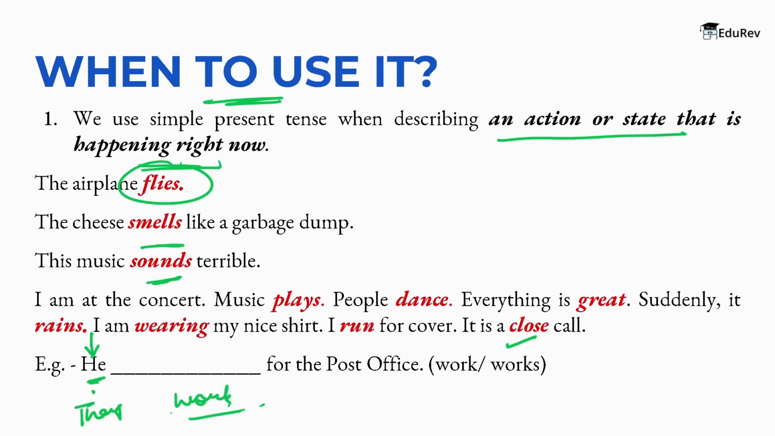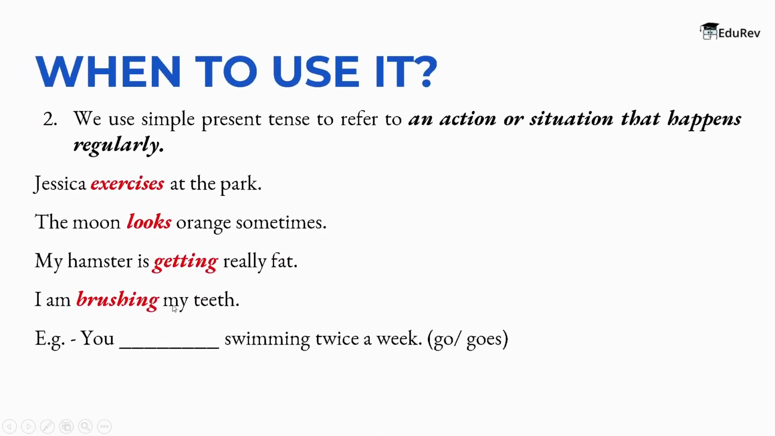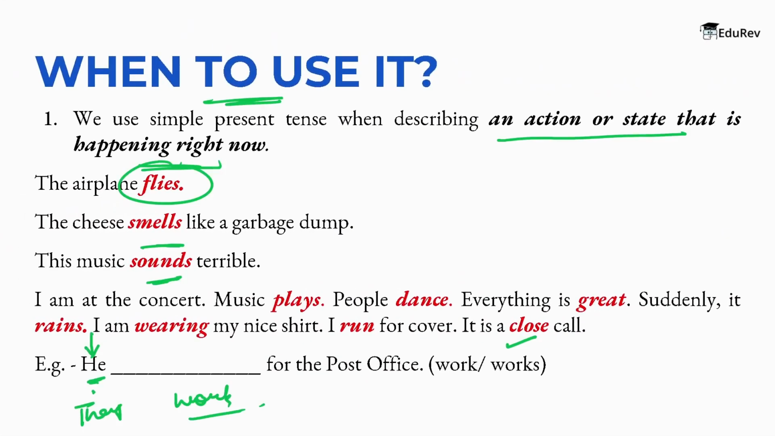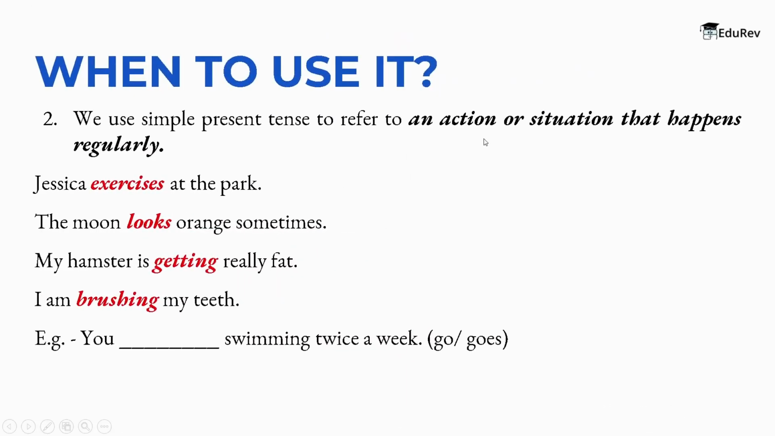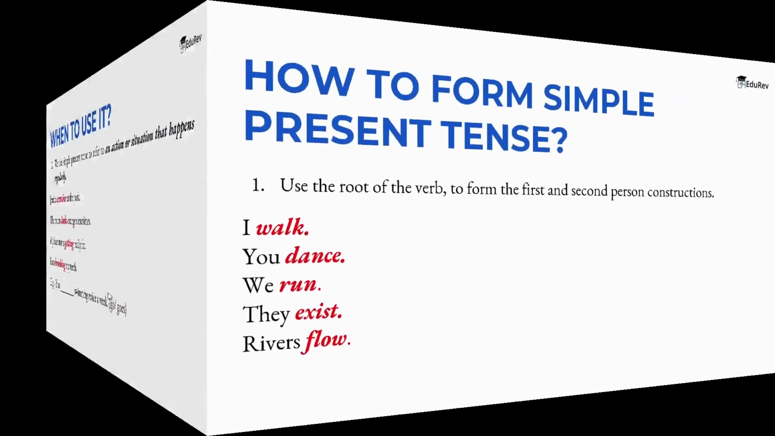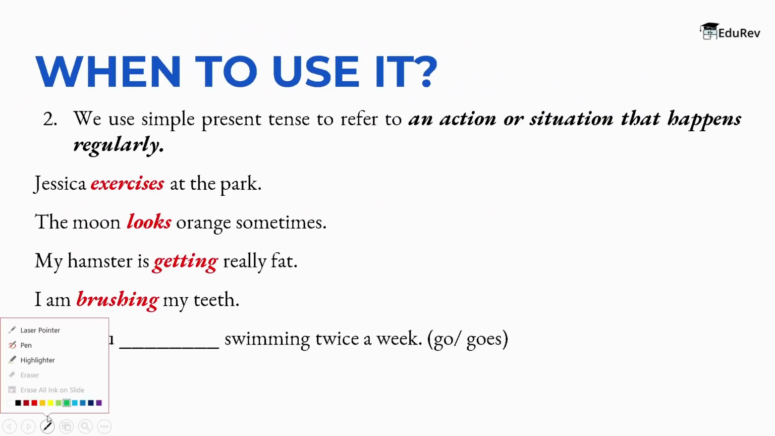Now let's move on to the next point of when can we use the simple present tense. So the second is we can use the simple present tense to refer to an action or situation that happens regularly. Now the first one was an action or a state that is happening at the moment. The second one is an action or situation that happens regularly. So that will be when we use your simple present tense. So there are 2 points when we use it.